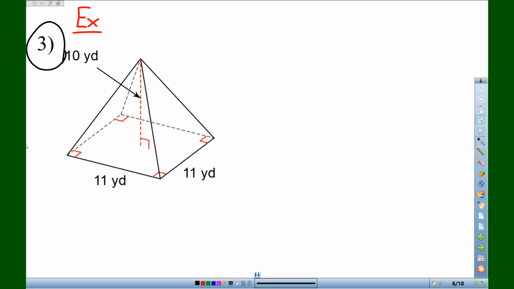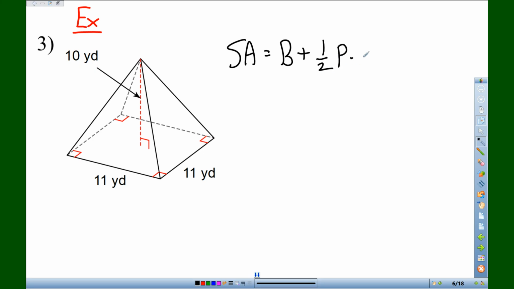Okay, first thing I'm looking for is, do they give me the slant height? And on this shape, no, they are not giving me slant height. They are giving me the normal height. Okay, so we'll get to that in a second, but let's just start our problem. So surface area equals area of the base plus 1/2 of the perimeter times slant height. Okay, so let's plug in what we do know, and then we'll get to the slant height.